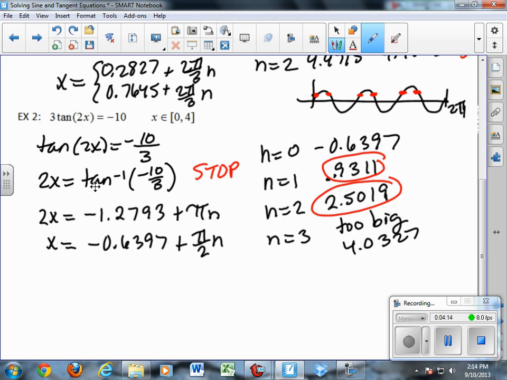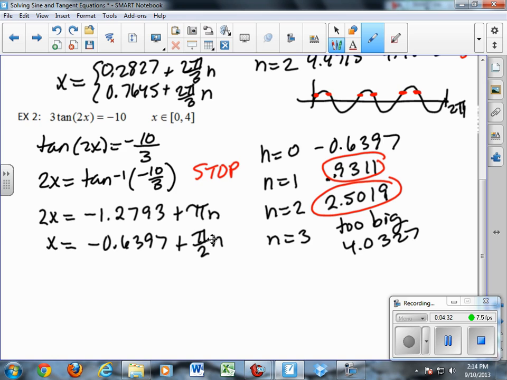It's the easy one, the principal angle plus pi n. So on my calculator, I just did inverse tangent of negative 10/3. I got negative 1.2793, add pi n, and then divide everything by 2, and I'm done. Easy peasy lemon squeezy, like I said.